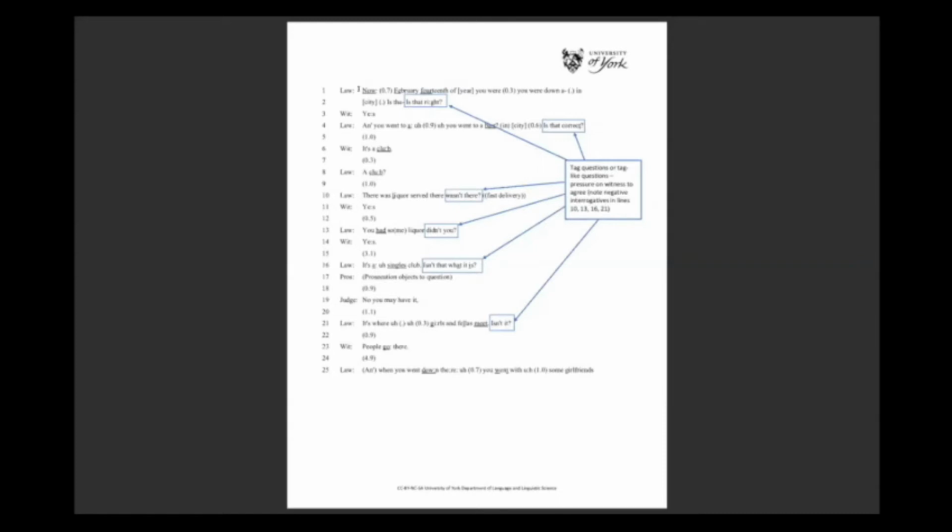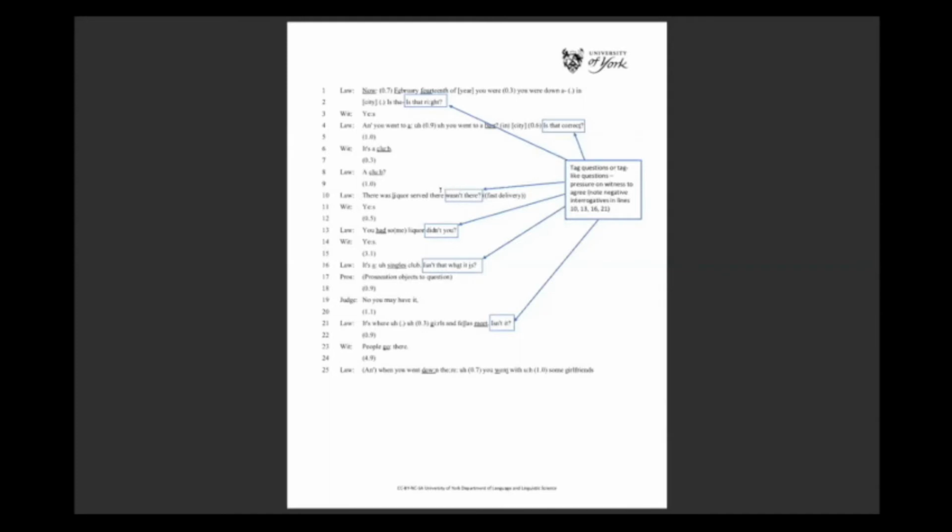Tag questions of that kind put pressure on. They are inviting the recipient, the witness, to confirm. And that puts pressure on the witness or on a recipient of that kind of question to indeed confirm. So first of all, these are ways of asking a question, but in such a way as to put pressure on the recipient, on the witness.